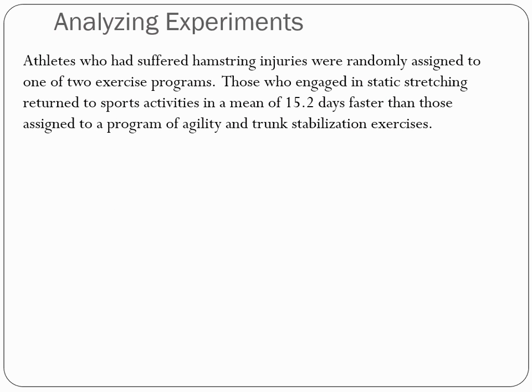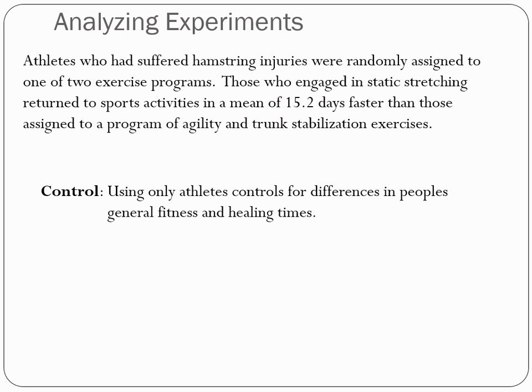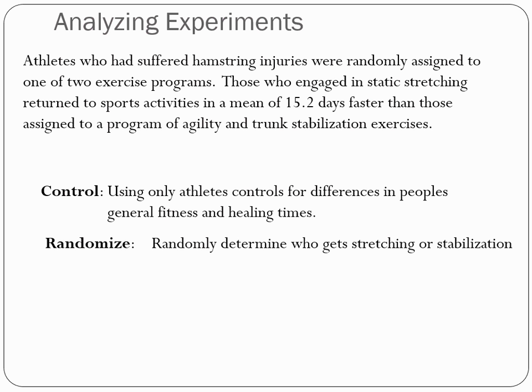Look at another one. Athletes who have suffered from hamstring injuries were randomly assigned to 1 of 2 exercise programs. Static stretching versus a program of agility and trunk stabilization. So the control here, let's use only the athletes, and maybe athletes of about the same age, so maybe all high school athletes, maybe all professional athletes, maybe all collegiate athletes. That way they're kind of all in the same boat. If we're mixing high school athletes, college athletes, professional athletes, there might be some other issues involved that we don't want to deal with. So we'll randomly determine who gets stretching, right?